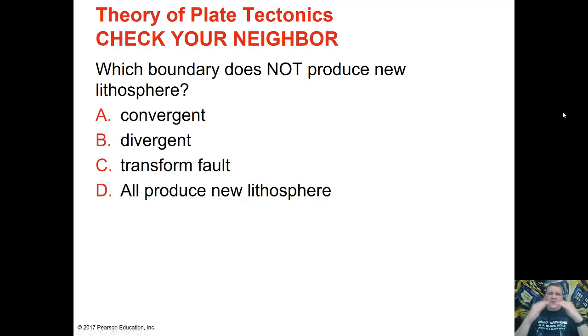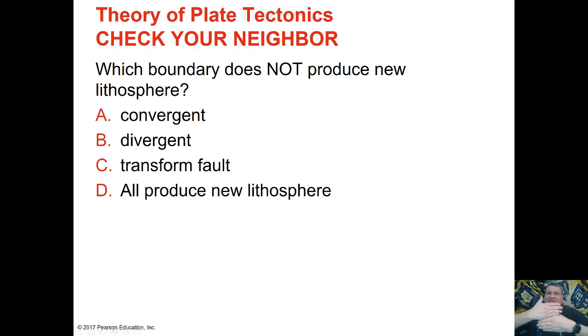Okay, again, that seems a little bit weird because with convergent we get subduction. One plate is actually being destroyed, but as that happens, it creates volcanoes, which are then going to produce more magma that actually creates new lithosphere. So convergent does actually create new lithosphere, just not as fast as the lithosphere is being destroyed. Okay, so our answer is actually C. Transform faults do not create new lithosphere.